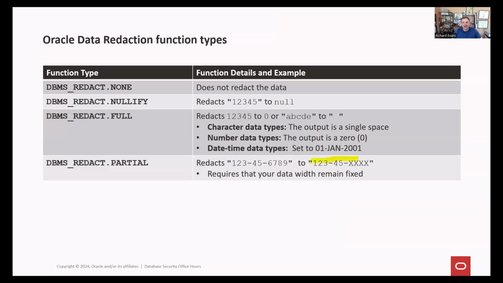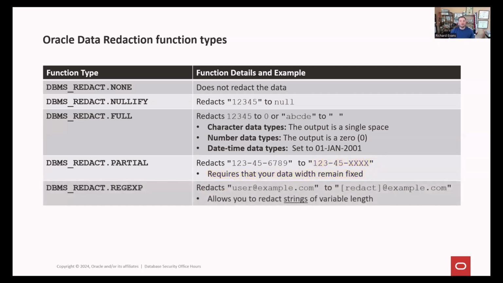I just want to hide maybe the last four of the social security number here. You can do that. Data redaction gives you this partial capability, but the caveat is that your data must remain fixed. So this works great for credit cards, social identifiers, numbers, columns that have that fixed length, and you know what that's going to be every time. It doesn't work so great when you're talking about email addresses or things that could be a variable length.